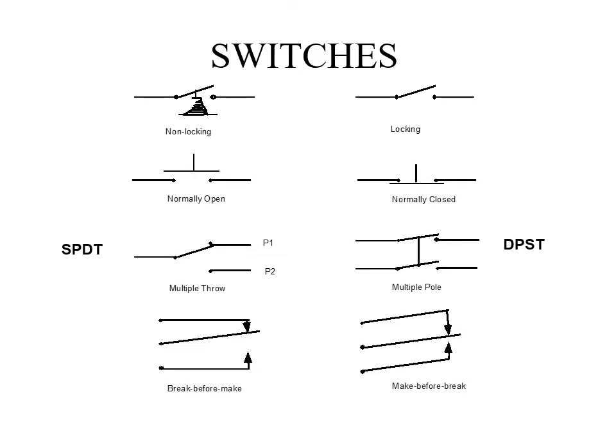Next, we have the single pole double throw switch. In this case, the switch has two ways in which it can let the current in. We have P1 and P2, so it is said to be double throw. Don't worry about the terms single pole double throw, pole and throw; we'll discuss them a little more later on.